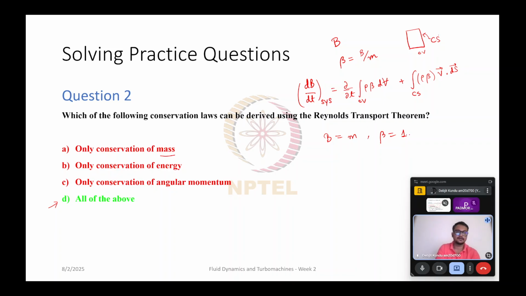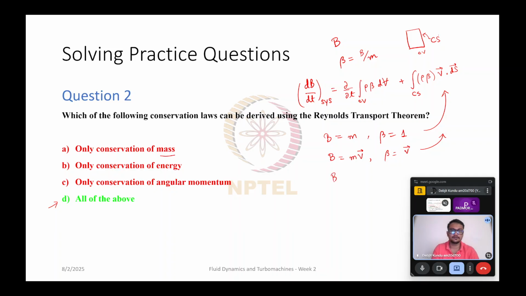Then, plugging these into the general form of the Reynolds transport theorem, we can recover the continuity equation. And that helps us conserve mass in case of any fluid flow. Similarly, if I replace B with momentum, that is mv. Again, the property B can be a scalar, it can be a vector as well. So beta then becomes velocity v, and plugging this in would give me the conservation of linear momentum.